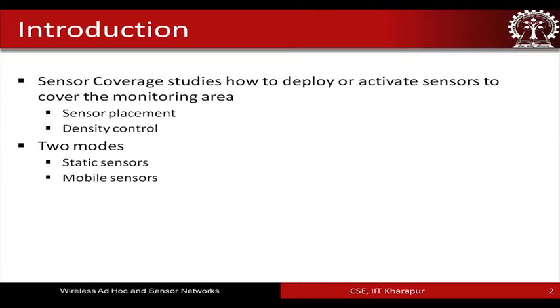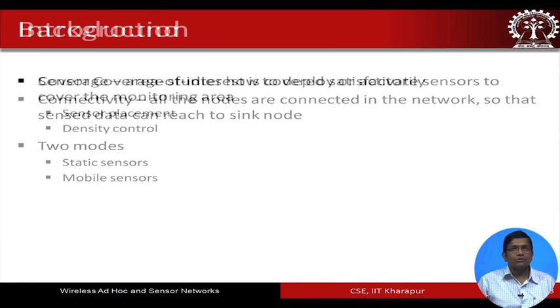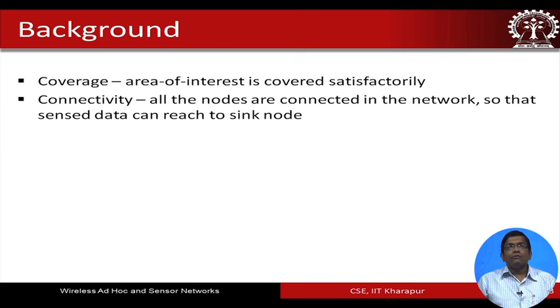So, going back, we have two types of sensor nodes that are typically used. The first one is the static sensor node, and the second one is the mobile sensor node. The coverage problem when we are talking about static sensor nodes is different from the coverage problem when we are talking about mobile sensor nodes. When we are talking about coverage, we have an area of interest, and that area of interest has to be covered satisfactorily. That means that if we are talking about a single coverage problem, then it should be under surveillance by at least one sensor node.